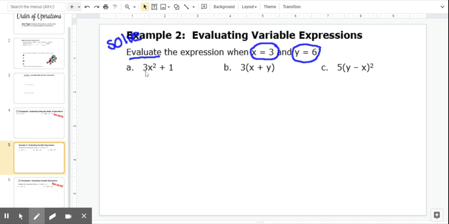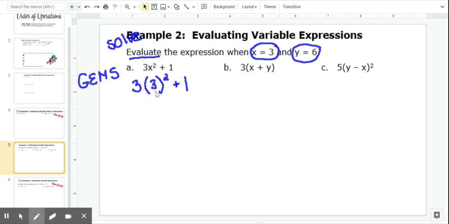So for problem A, this says 3 times x to the second power plus 1. I'm going to rewrite the problem, but I'm going to take out the x and replace it with its value of 3. So this problem now says 3 times 3 squared plus 1. Now I'm going to use the acronym GEMS to help me solve that. G stands for grouping symbols. Yes, technically I have a grouping symbol here. I have these parentheses.